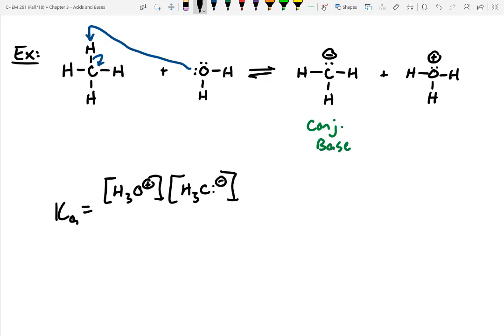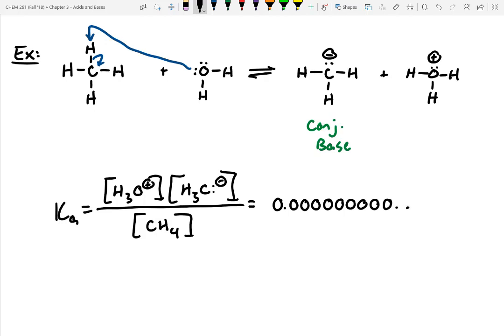All right, so now we've got our conjugate base, conjugate acid over CH4. You can actually calculate this and look it up. And if you do it, you've got 0.000000000... My hand might get kind of tired, so I'm just going to put dots there. There are 48 zeros here.